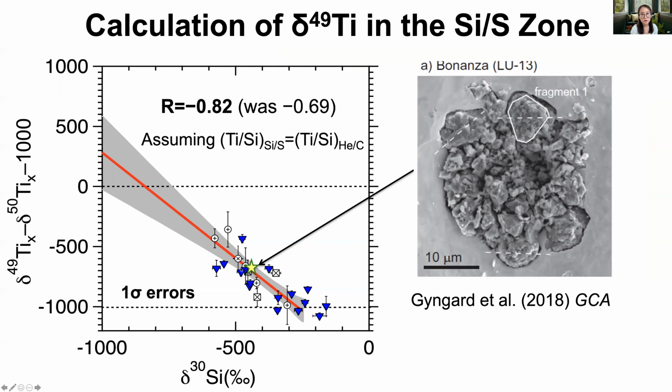And also this correlation is supported by the titanium isotopic data for a 30 micron sized X grain. Typically X grains are only some micron to micrometer in size, but this X grain is huge. It's 30 micron across, and it's an aggregate of smaller micron sized dust grains. And we see the data point falls right on this correlation.